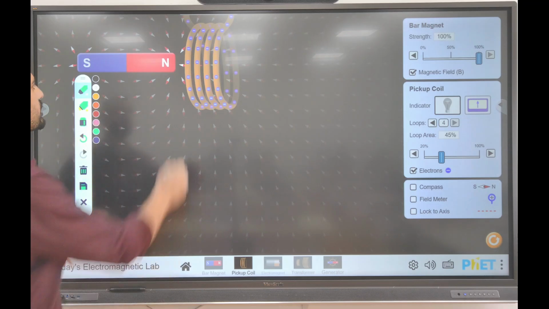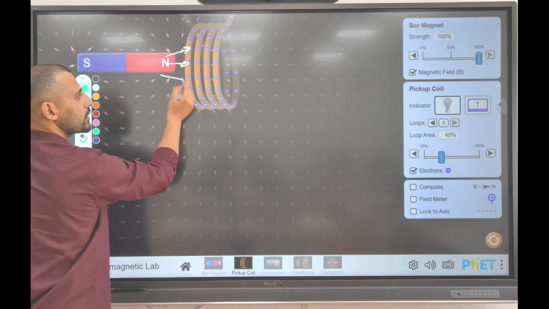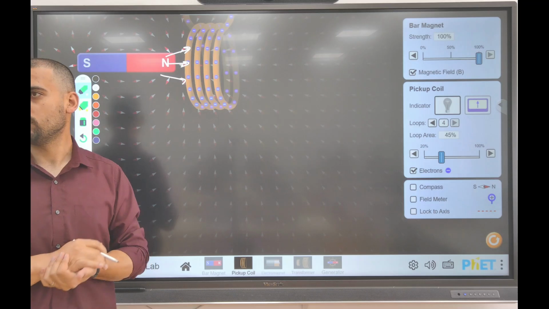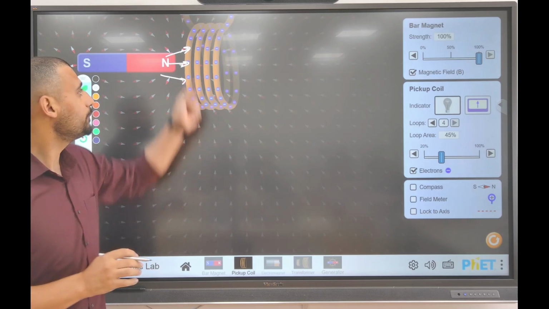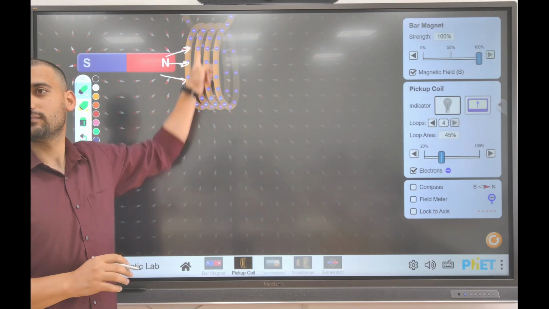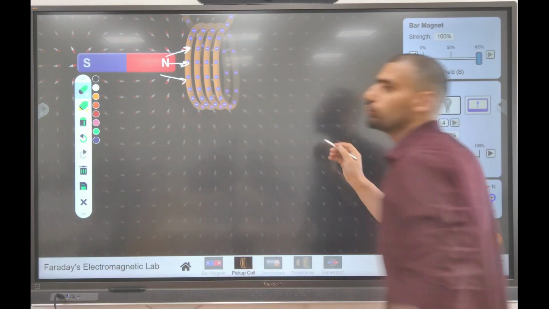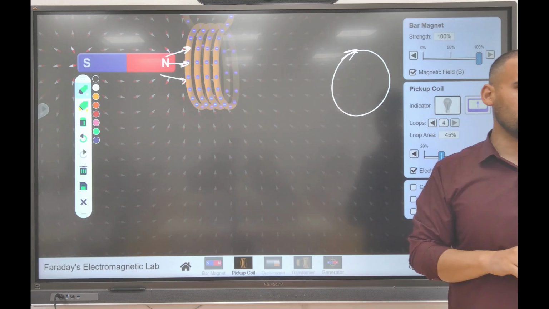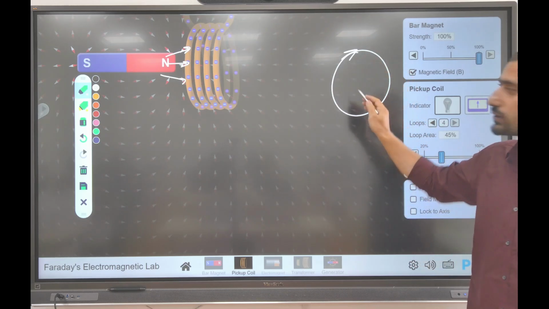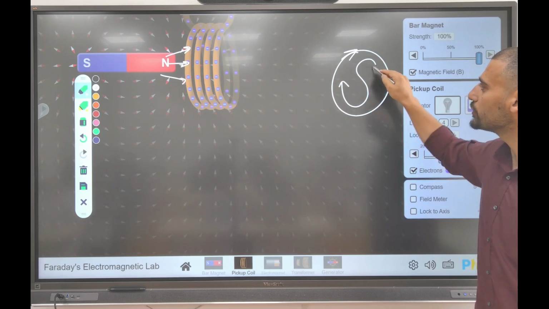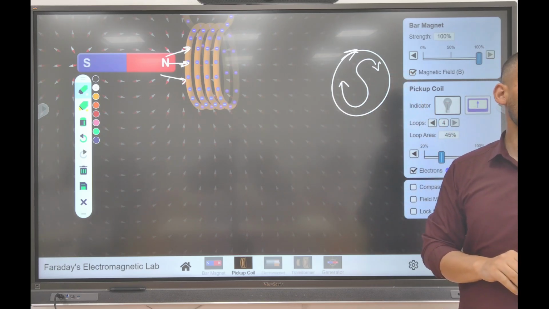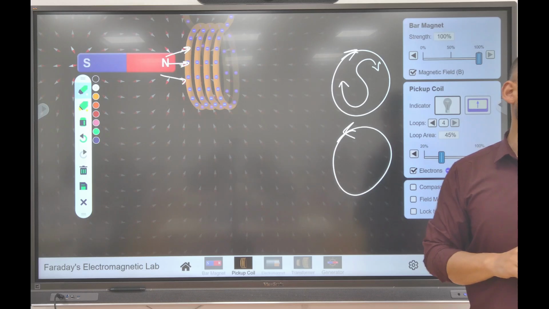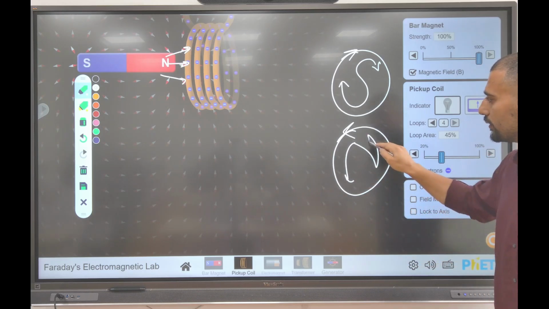In the first case, when the north pole of the magnet is coming closer to the coil, the coil doesn't like the approach of the north pole. So what does it do? It produces its own north pole here. And to produce a north pole, you need to know a certain law. The law is this. Whenever current flows in a coil in the clockwise direction, it generates the south pole. And when the current flows in the anti-clockwise direction, it generates the north pole.